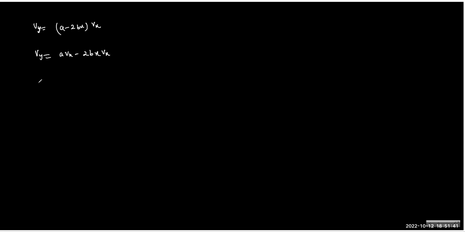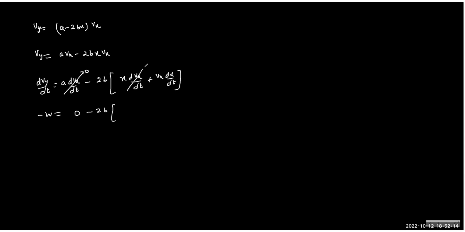Very good. Then differentiate once again. So dVy by dt will be a dVx by dt minus 2b, and we have to use the product rule: x dVx by dt plus Vx into dx by dt. So this dVy by dt is called acceleration, which is given as minus w, and there is no acceleration in the x direction, so this term is 0 actually. And again, this term is 0. So the dx by dt is Vx. This will become Vx.